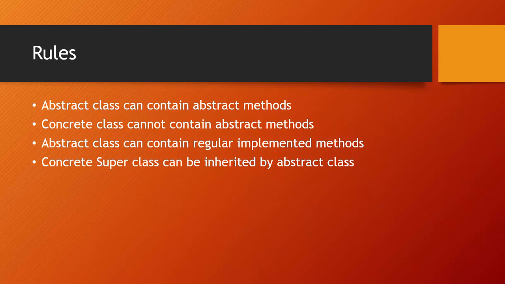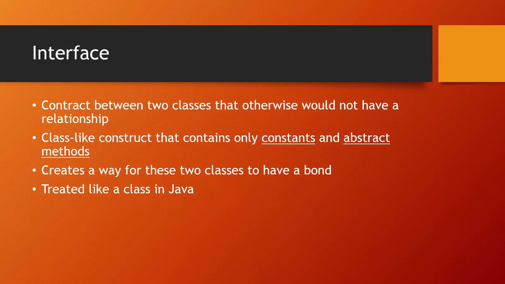Some basic rules, these are really hard to say: an abstract class can contain abstract methods. A concrete class cannot contain abstract methods. Abstract classes can also contain regularly implemented methods, the kind that people can just inherit without overriding. A concrete superclass can be inherited by an abstract class. So I could have a concrete class inherited by an abstract class, which then of course would have to be inherited by another class to actually create an instance. So we have a lot of rules to deal with.